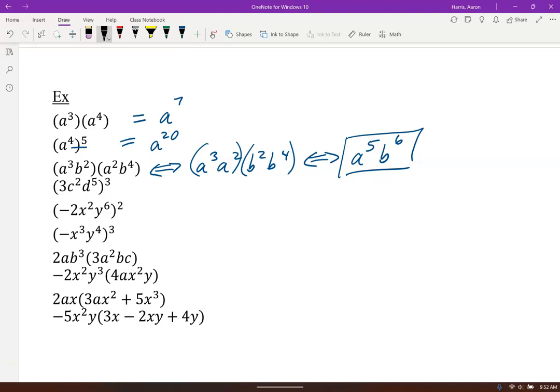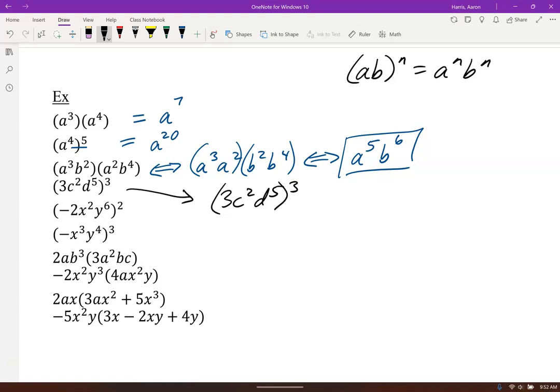3c squared, d to the 5th to the 3rd. This is the power of a product rule, so I'm using this one. I have different things taken to the n power, so that one goes to the power, that one goes to the power. So this becomes 3 will go to the 3rd, c squared will go to the 3rd, d to the 5th will go to the 3rd as well.